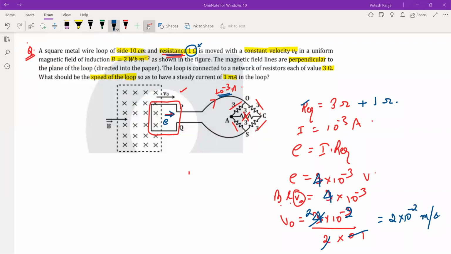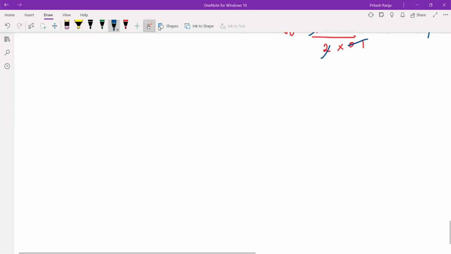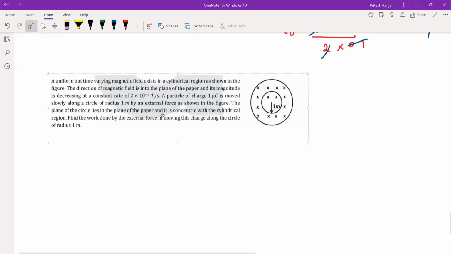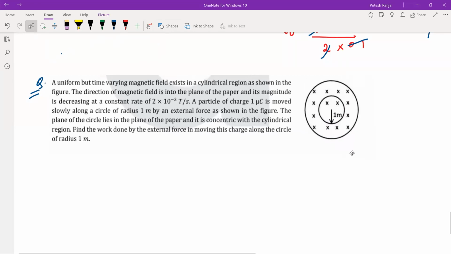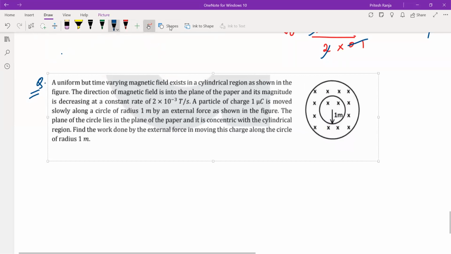Okay, another one we will do. So this is the last one which was remaining in the homework section, and let us do this one. All right, all will do this, and whoever will be done, they will let me know in the poll.